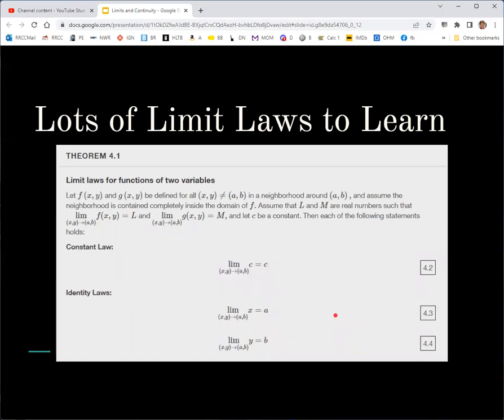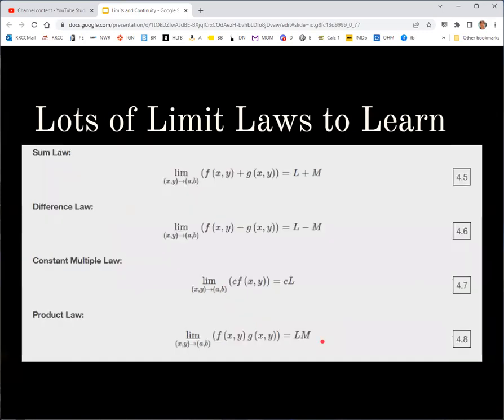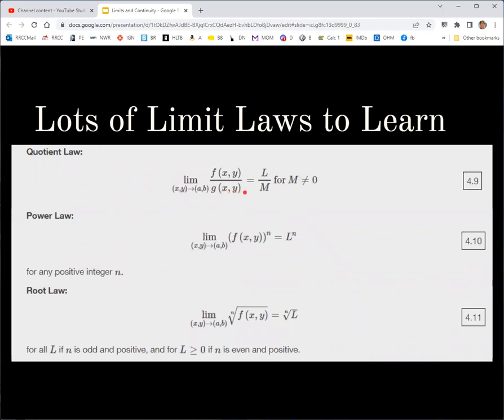So there's a bunch of limit laws that are introduced here, and a lot of them are the same as limits for functions of a single variable. The limit of a constant is the constant. The limit of a single variable is just that coordinate of the limiting point. Limits can be distributed across sums or differences or through a constant. The limit of the product is the product of the limits. The limit of the quotient is the quotient of the limits. A limit can be distributed through an exponent if it's a positive integer, and through a root if it's odd, or if it's even and positive.